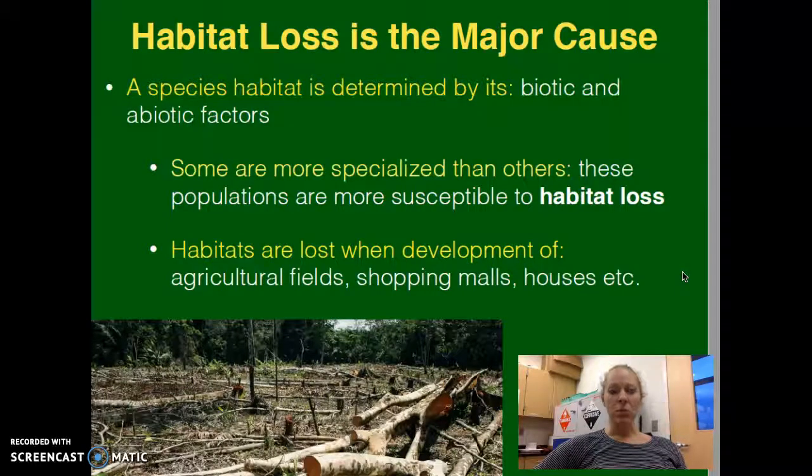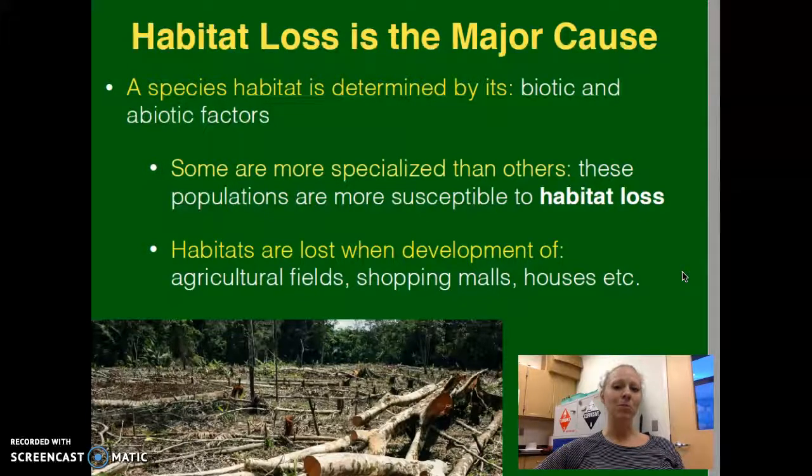A species' habitat, as we know, is determined by not only its biotic but its abiotic factors. And some species are going to be more specialized than others, and so they can live in just a smaller range. And so if those specific habitats are affected, those species are going to be more susceptible to becoming endangered and extinct. And so habitats are lost when we develop agricultural fields, shopping malls, houses, etc. Whenever we are removing habitats.